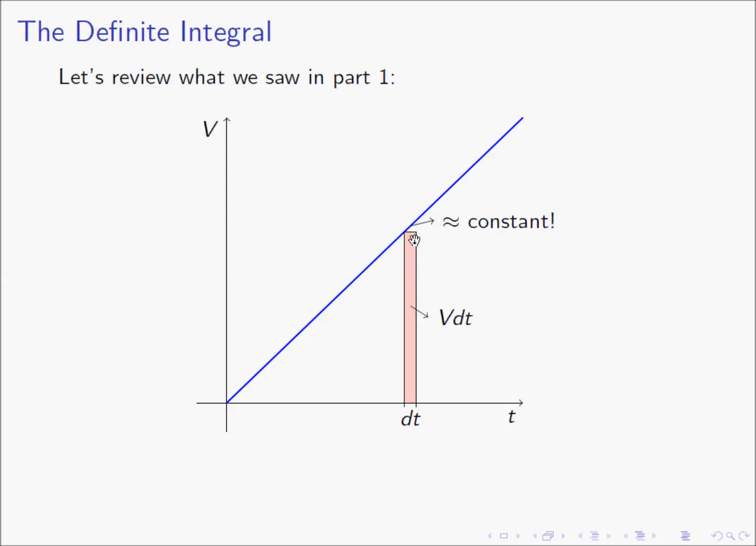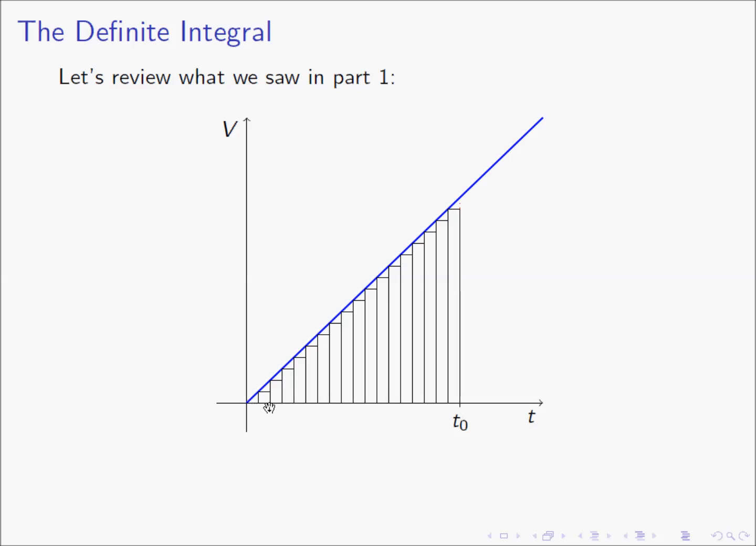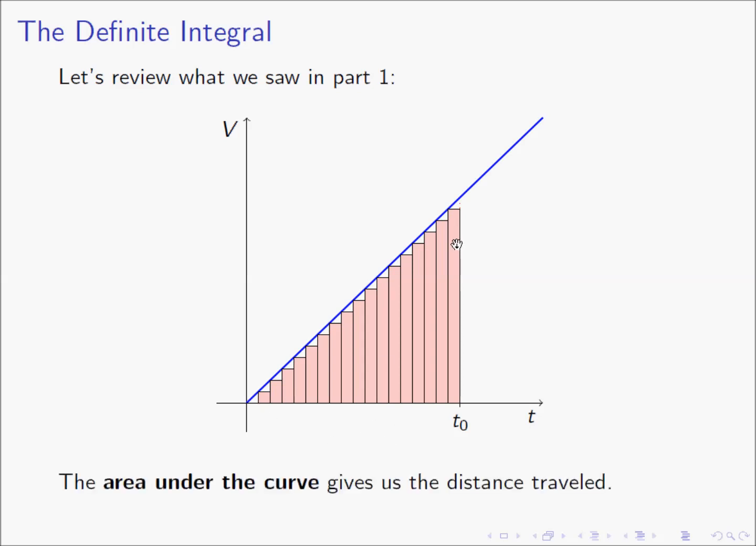So we solved this problem for a very small interval, and then we talked about how to do this for a larger interval, for example from 0 to t sub 0. We divided this large interval into many small intervals like this, solved the problem in each of them, and then summed the area of each of these rectangles. That gives the distance traveled. The real solution is given when you take the limit as the number of these rectangles approaches infinity, and we saw that this approaches the area under the curve. That gives us the real distance traveled during this interval.